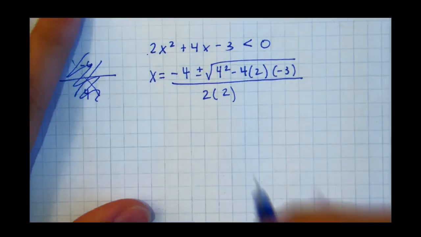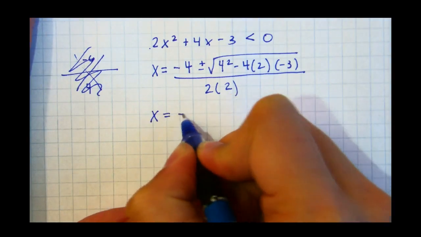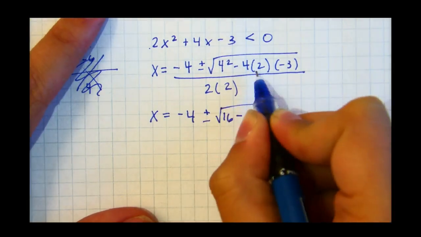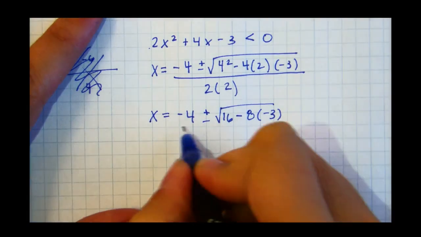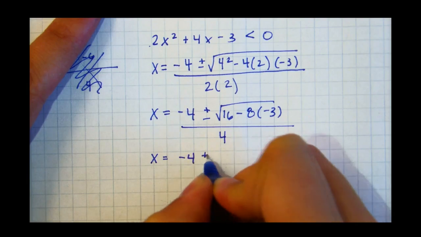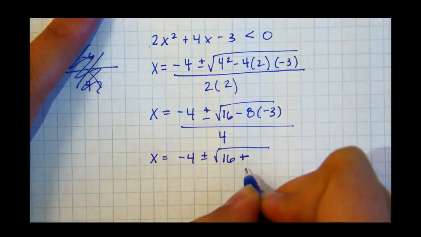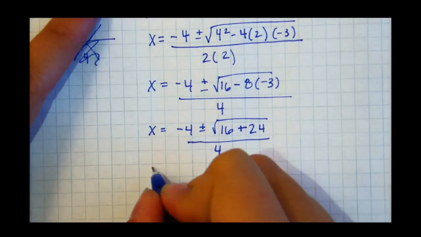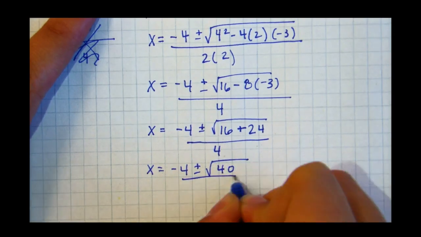I'm going to go ahead and simplify that, pause, and see what you end up with. You should get x equals -4 plus or minus the square root of 16 minus 4 times 2, which is going to give me 8, times -3, all over 4. This is going to give me x equals -4 plus or minus the square root of 16 plus, so a negative times a negative gives me a positive, 24, all over 4. To leave me with x equals -4 plus or minus the square root of 40 all over 4.